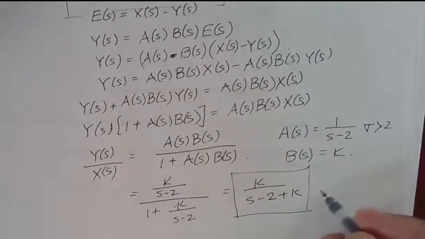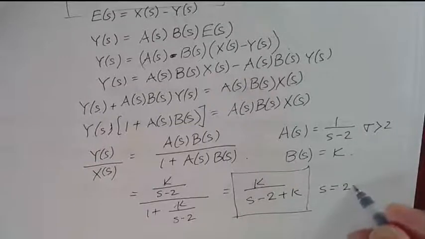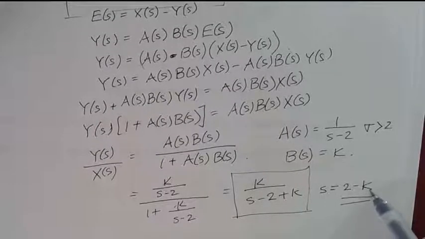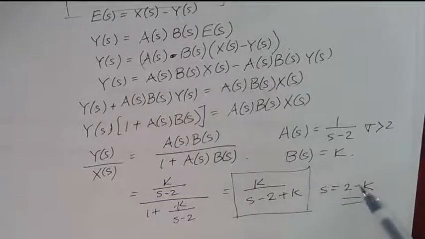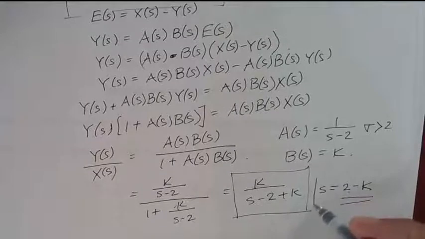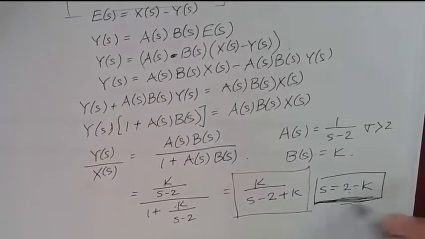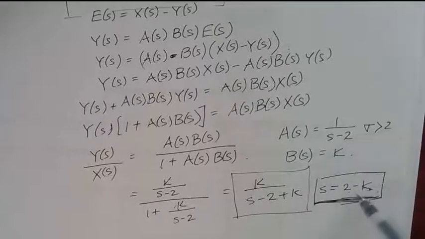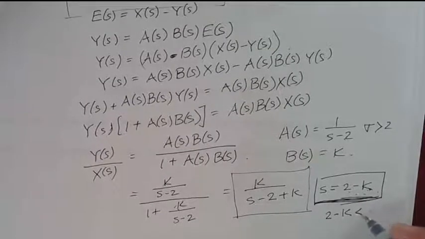The important thing is that the pole is at 2 minus K still, right? And by making K greater than 2, I can force that pole into the left half plane. Right? That's important. Okay, this is the important thing. By changing K, by changing the value of this gain, I can make a system which was originally unstable into a stable system. And the value of K that I need: this pole needs to be negative. So I need 2 minus K to be less than 0, or K has to be greater than 2.